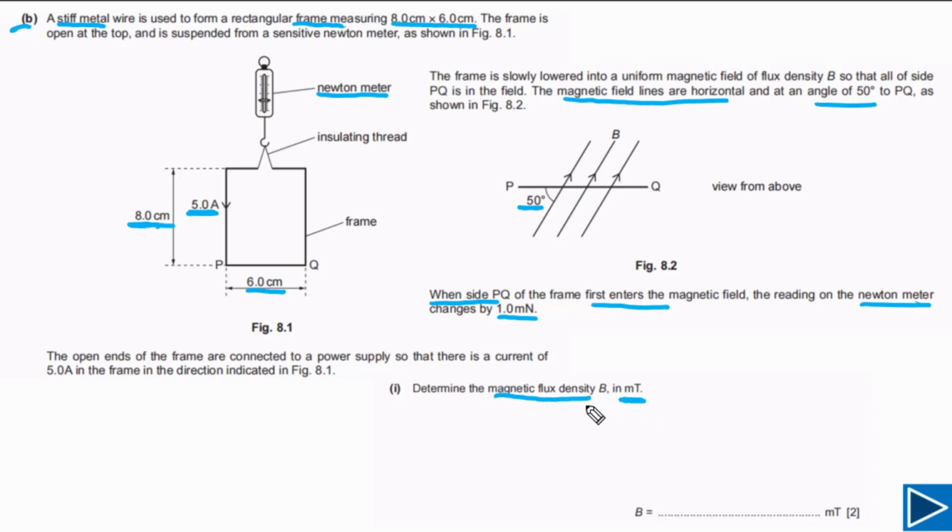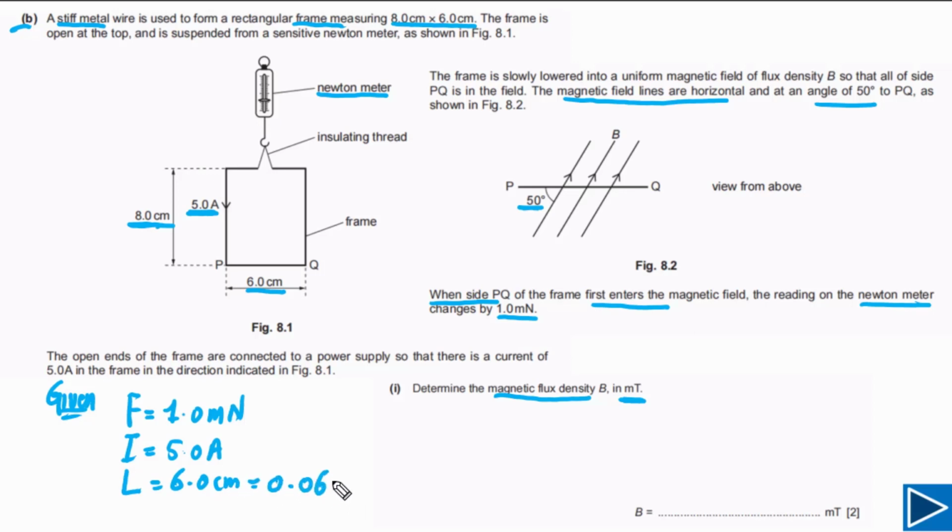Now we need to find the magnetic flux density B in milliteslas. So first of all, we can simply write down what is given to us. Force is given to us. Force in this case is 1.0 millinewtons. I is given. I is equal to 5.0 amps. And L is also given to us. L means in the magnetic field, that is 6.0 centimeters. We can write this in meters. We can say this is 0.06 meters.